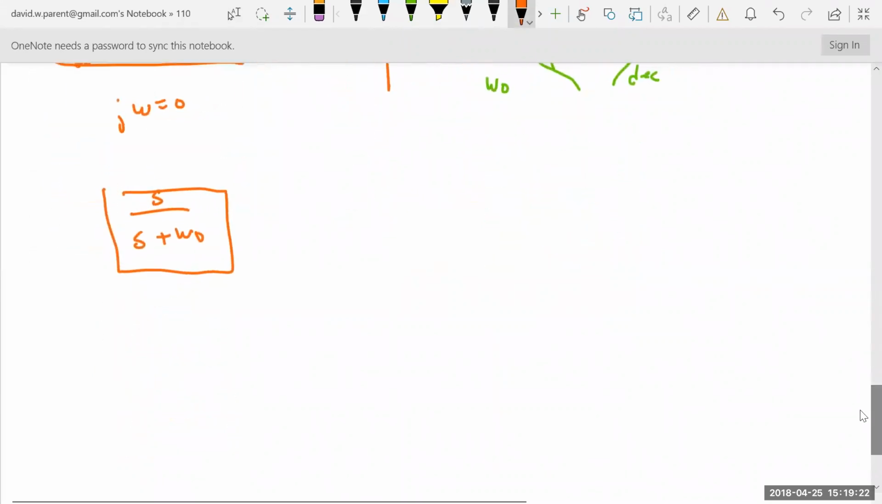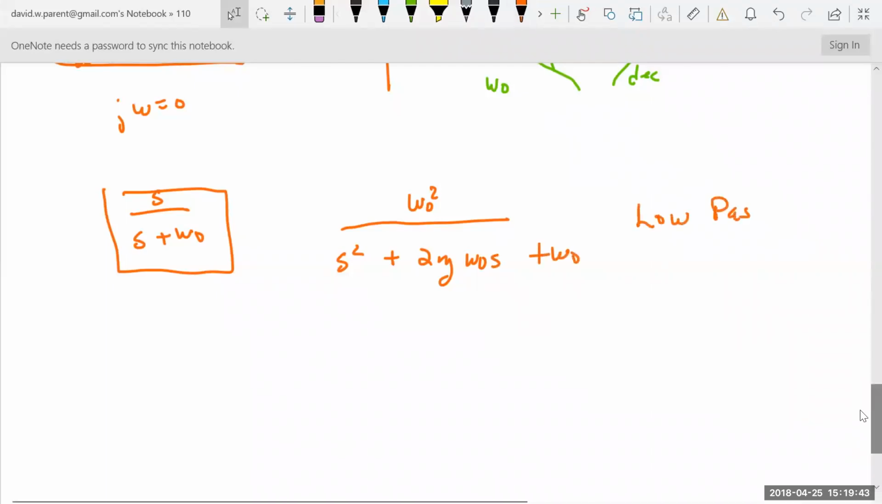Now, for the second order, that's the low pass. And what's great is that the denominator never changes. The poles would always be the same.